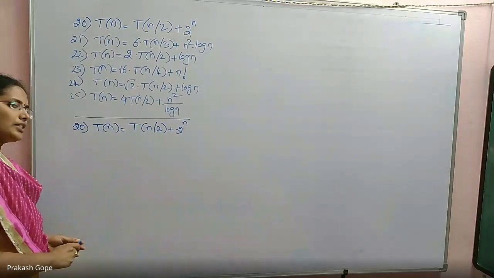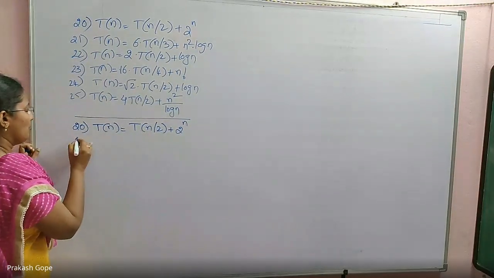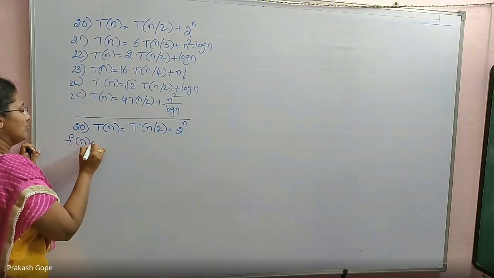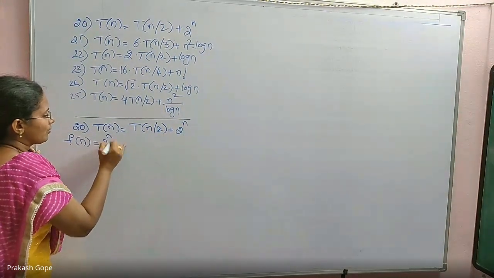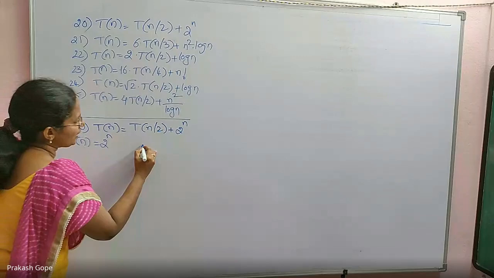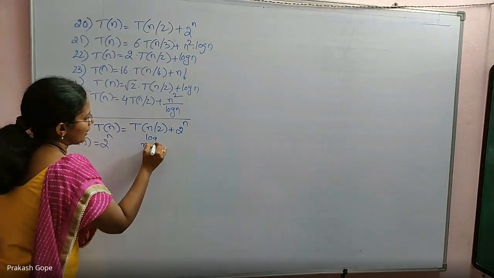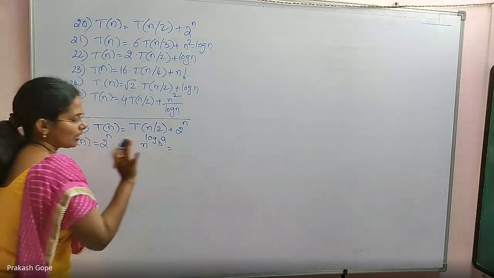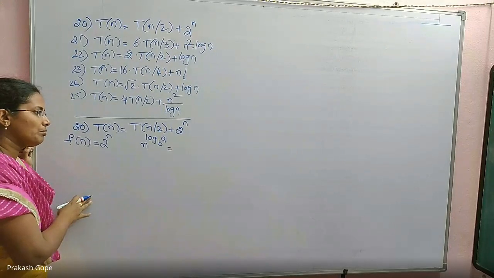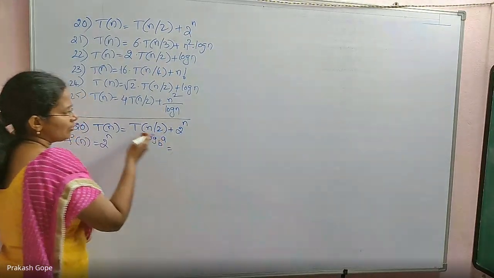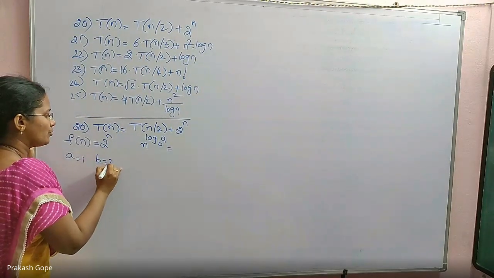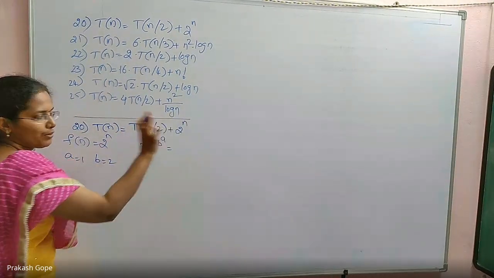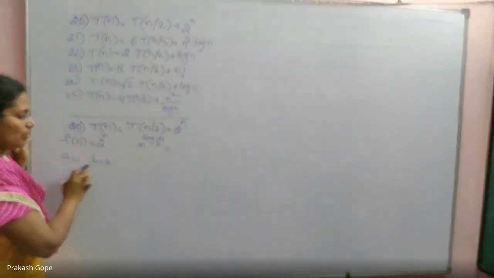If it is Theorem 2, first thing, what is f of n? f of n is whatever you have after this. It is 2 power n. Then what is n power log a to the base b? This is what you need to identify first. Which means a is 1, b is 2, f of n is 2 power n. There is no d.